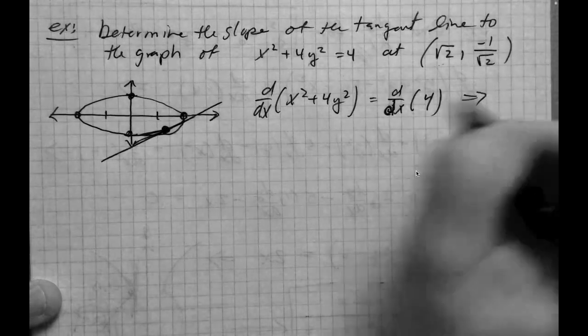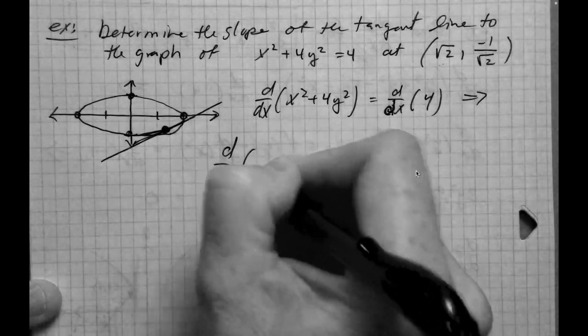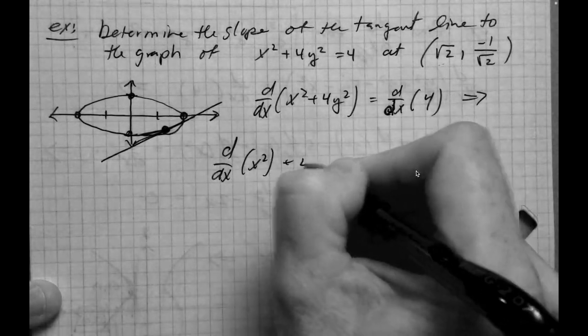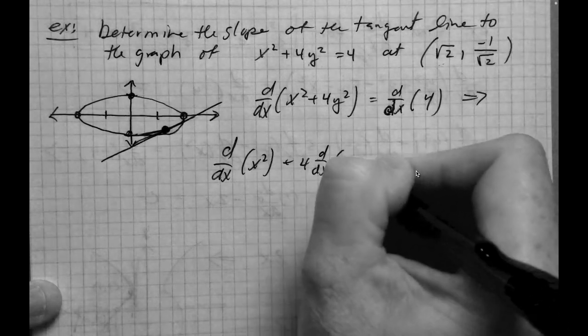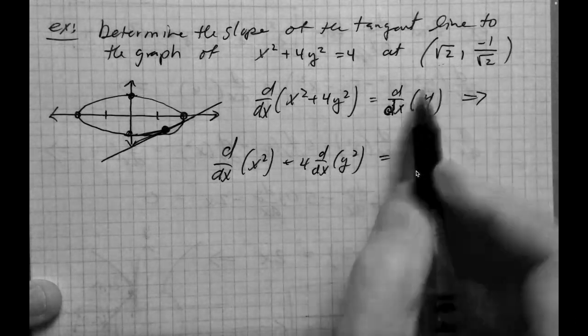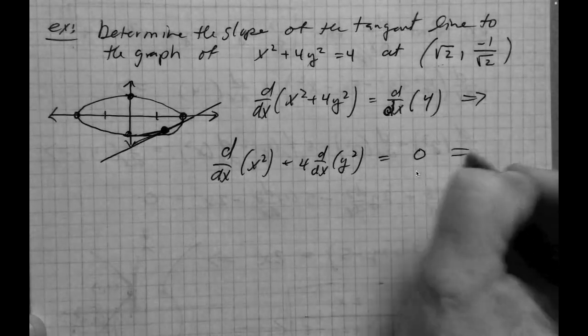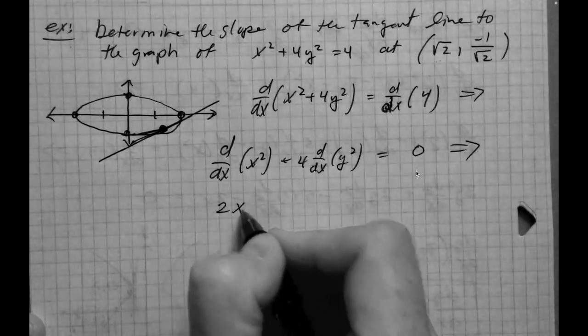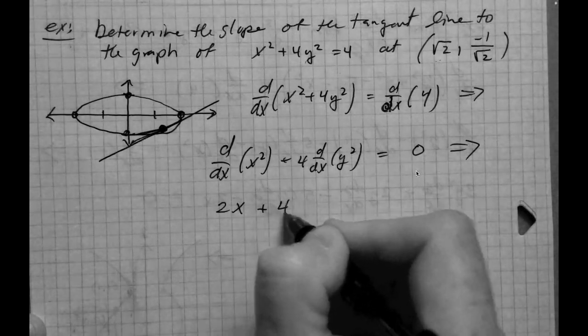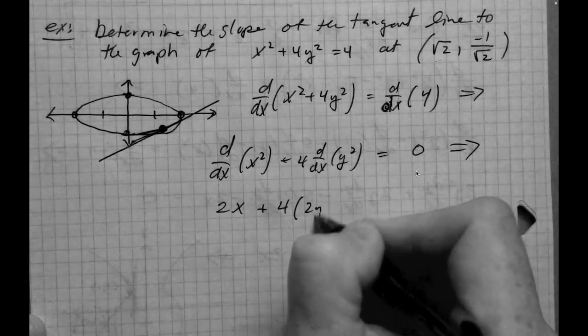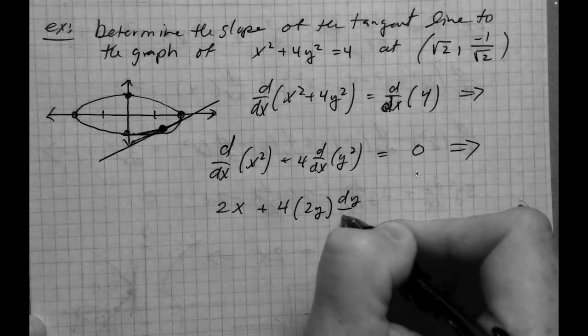That's going to be d/dx of x squared plus 4 d/dx of y squared, and then we'll differentiate this quickly. That's a 0 over there. And so then you get 2x here plus 4 times 2y times dy/dx, right?